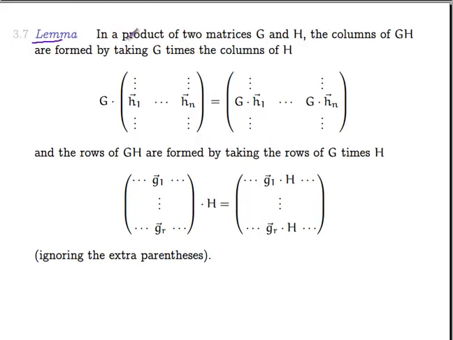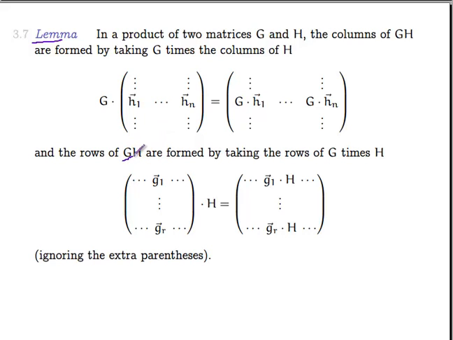Lemma. In a product of two matrices, G and H, the columns of GH are formed by taking G times the columns of H. We've done multiplication of matrices by column vectors before, so this is a nice idea: if I want to multiply two matrices, I can multiply column by column in the second matrix. The first column of the result is the matrix on the left, G, times the first column of the matrix on the right. The second column of the result is G times the second column on the right, and so on.